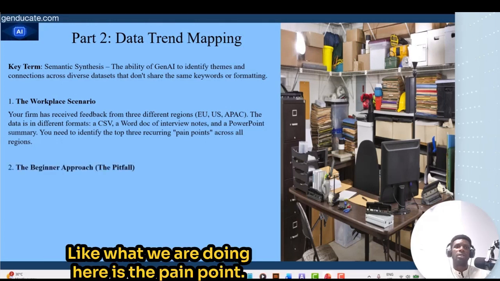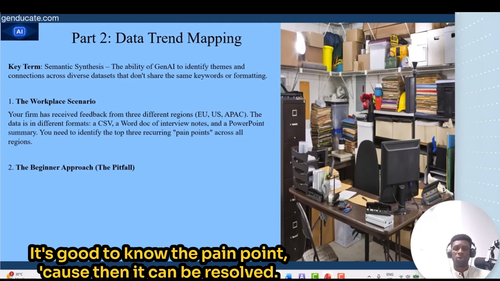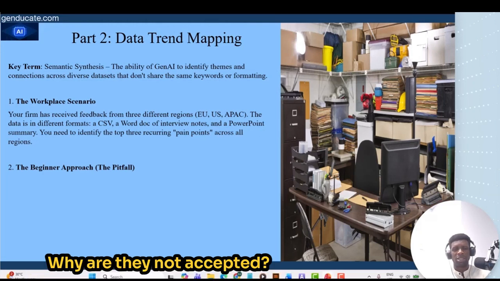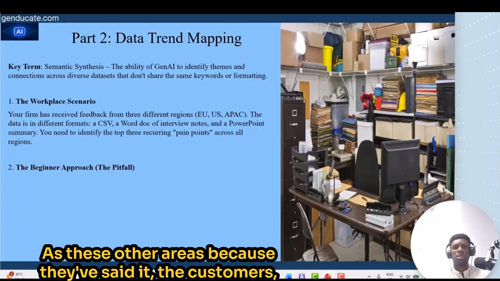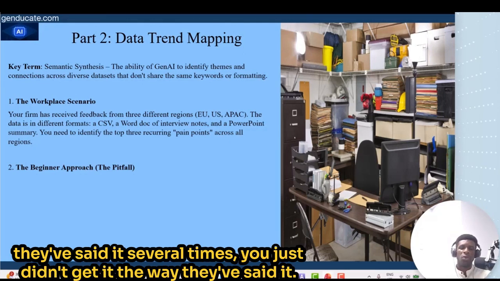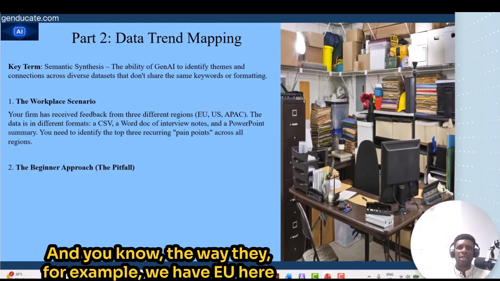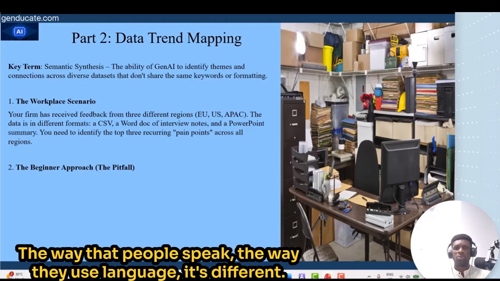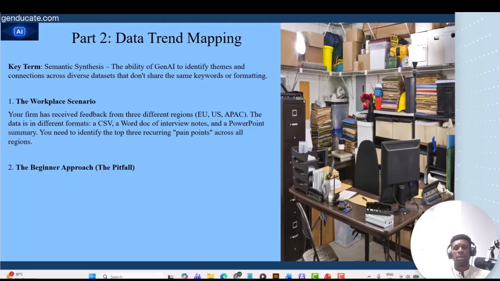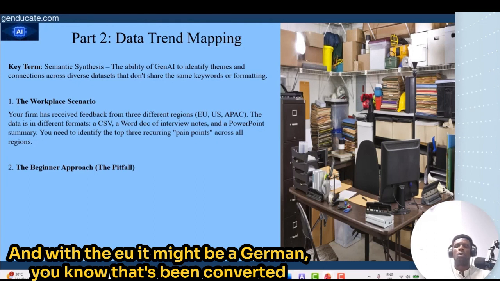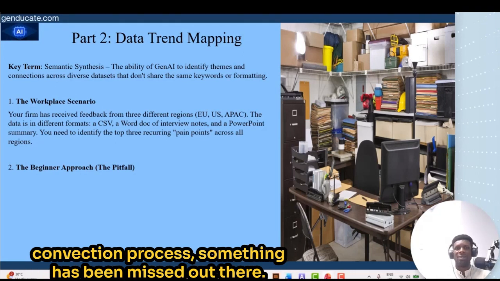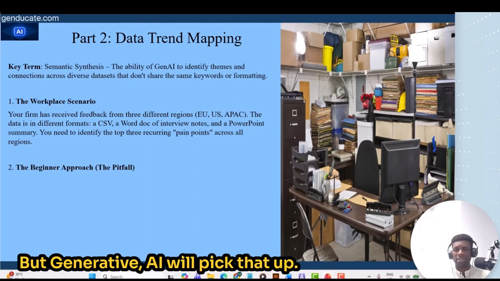What we are doing here is finding the pain point. It's good to know the pain point because then it can be resolved. But if you don't know the pain point, or you only know some of them, you might be wondering why our services in this area are not accepted like in other areas. Because the customers have said it several times. You just didn't get it the way they said it. For example, we have the EU here and we have the US here. The way people speak and use language is different. With the EU, it might be German that's been converted to English for you because you are probably in the US. During that conversion process, something has been missed out. But generative AI will pick that up.